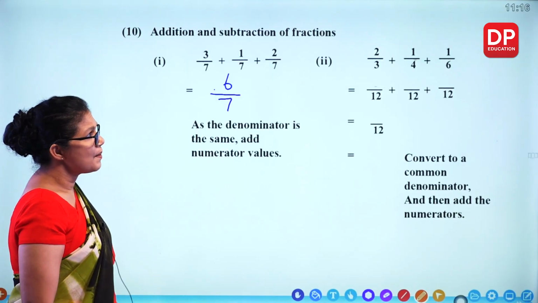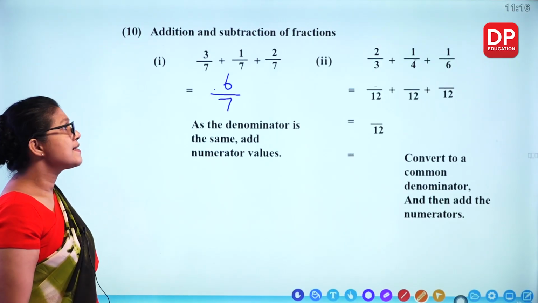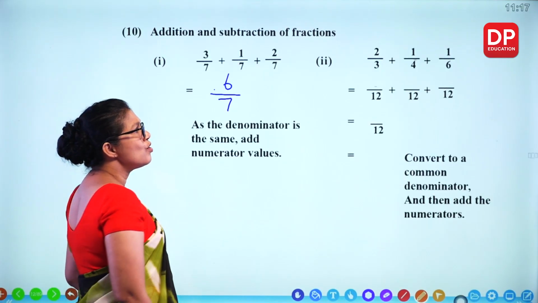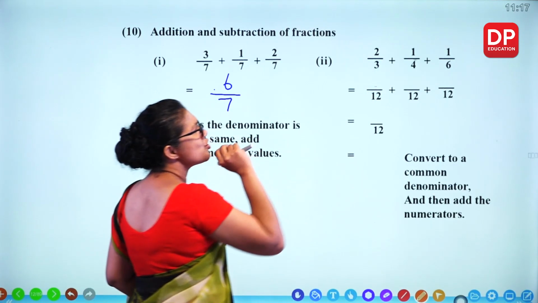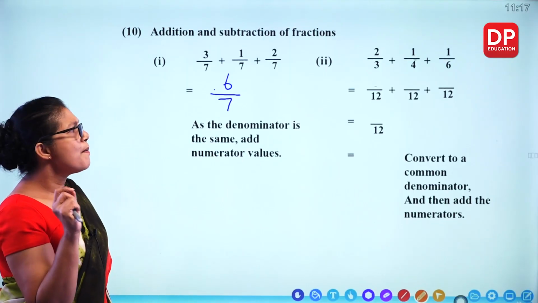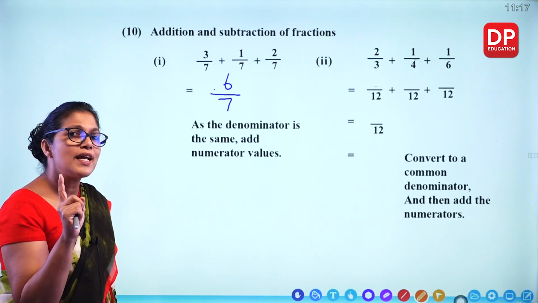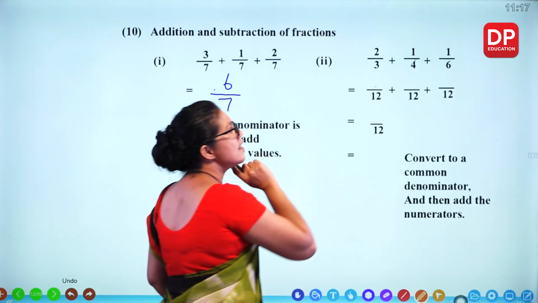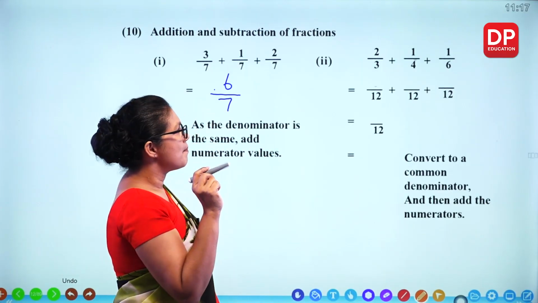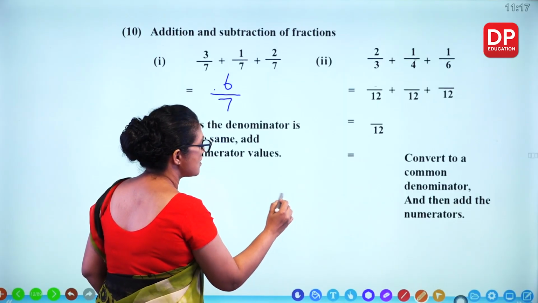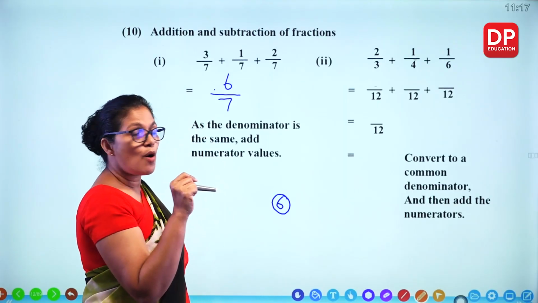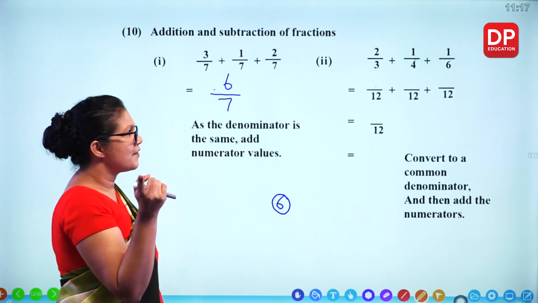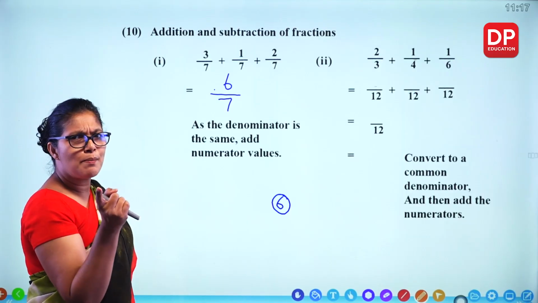Now look at the other one. Now the denominators are different. 3, 4, 6. So you need to convert to the common denominator. What do you call that? Lowest common multiple. So what's the easiest way to get the lowest common multiple of 3, 4, 6? Take the largest number from the given numbers. 3, 4, 6. 6 is the largest number. And see now whether this is divisible by the other two numbers. 6 divisible by 3, you get 2. Is 6 divisible by 4?